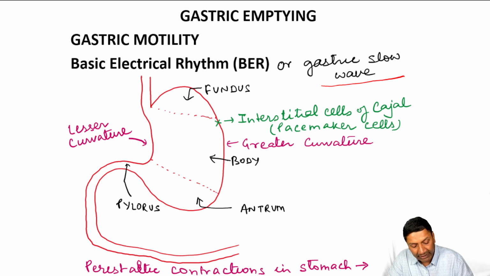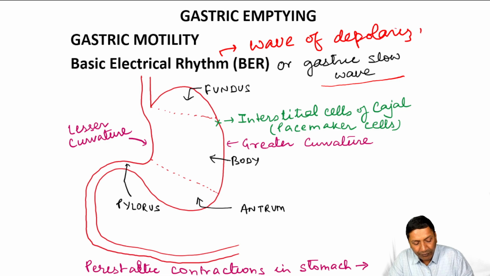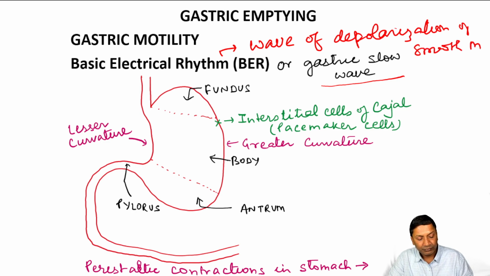So these BER or gastric slow waves, they are what? They are the wave of depolarization of smooth muscles in the stomach, right? So smooth muscles in the stomach.